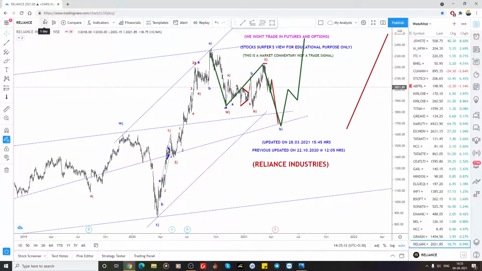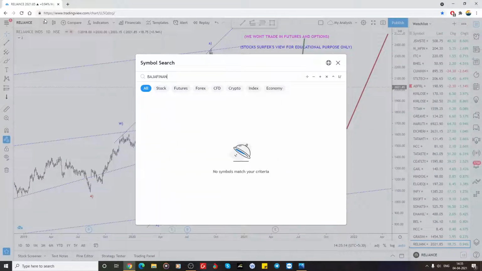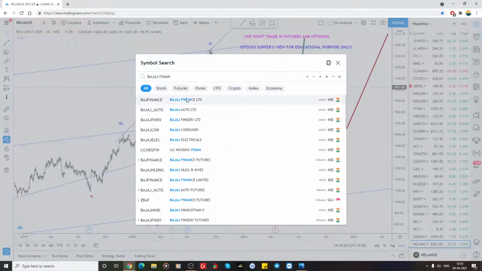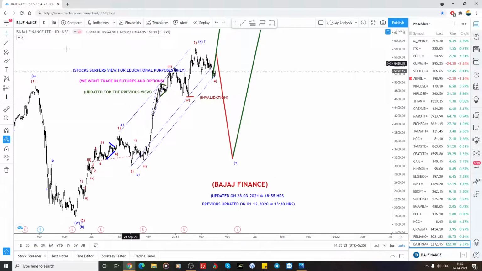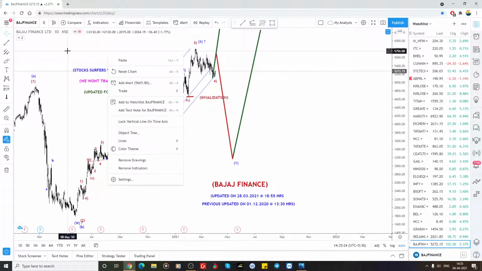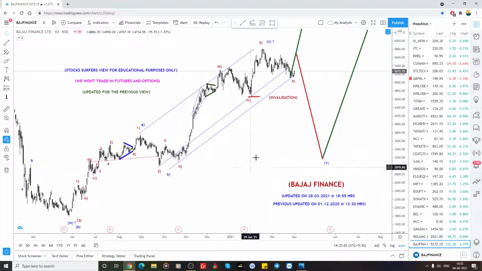So next is Bajaj Finance. Sorry. So Bajaj Finance also, I'm expecting it has to shoot for that fifth wave, my bias.